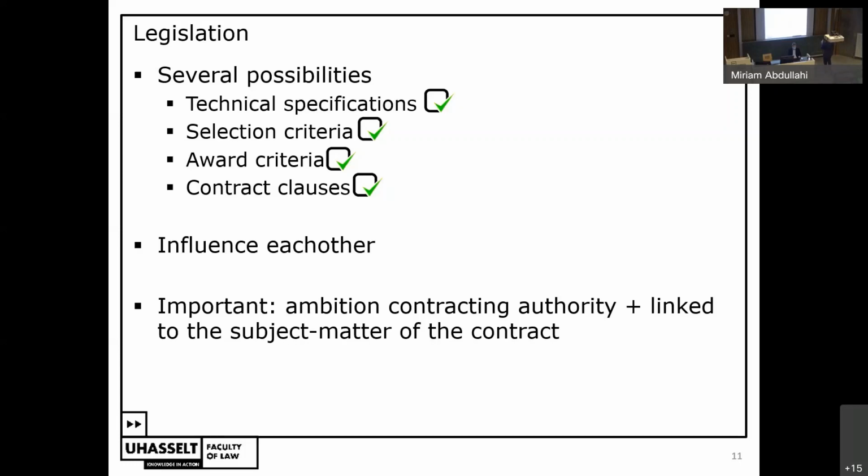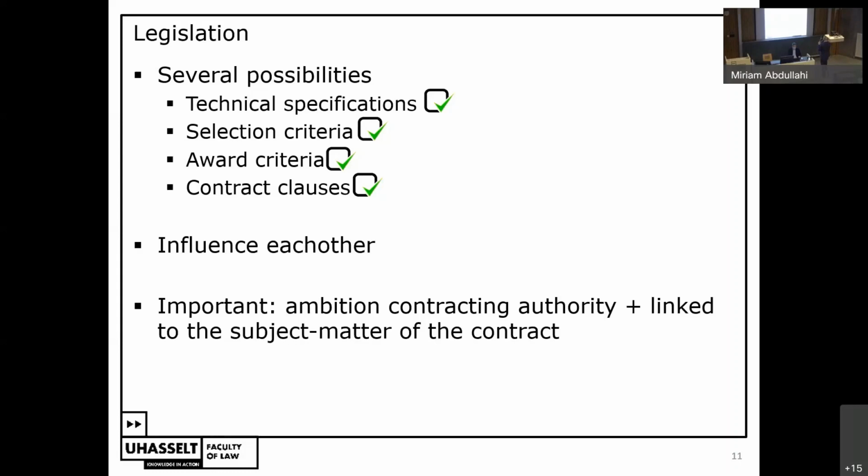So the legislation gives us various possibilities. We can look at technical specifications, selection criteria, award criteria, or even contract clauses in order to integrate circular economy aspects into the cycle. And it depends all on the project, on the ambition of the contracting authority, where you should put the circular economy aspect. It is difficult to do so, but the legislation gives you those tools.